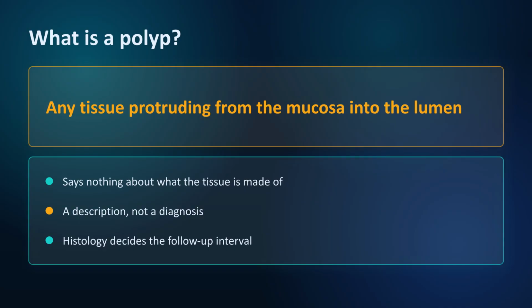The endoscopist sees a bump and calls it a polyp. The pathologist then tells you what it actually is, and only then do you know what it means for the patient. That report determines whether he comes back in 10 years, in 3 years, or in 6 months. So never let a polyp go unlabeled in a chart or a handoff. The label is the whole point.